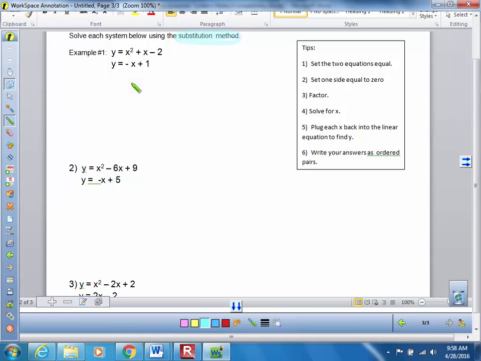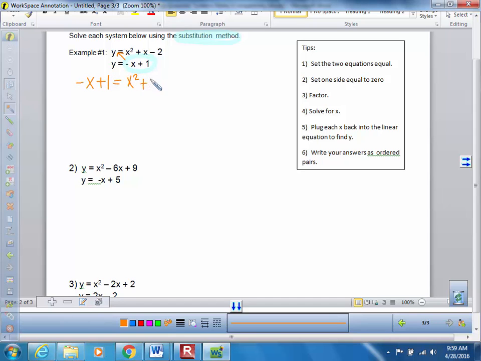In this one, I would use this to replace y because y is already by itself. So every time we see y, we're putting in negative x plus 1 in the other equation. So y is right there. If I rewrite this, I'm going to get negative x plus 1 equals x squared plus x minus 2. All I did was replace this y with exactly what it's equal to, so negative x plus 1.